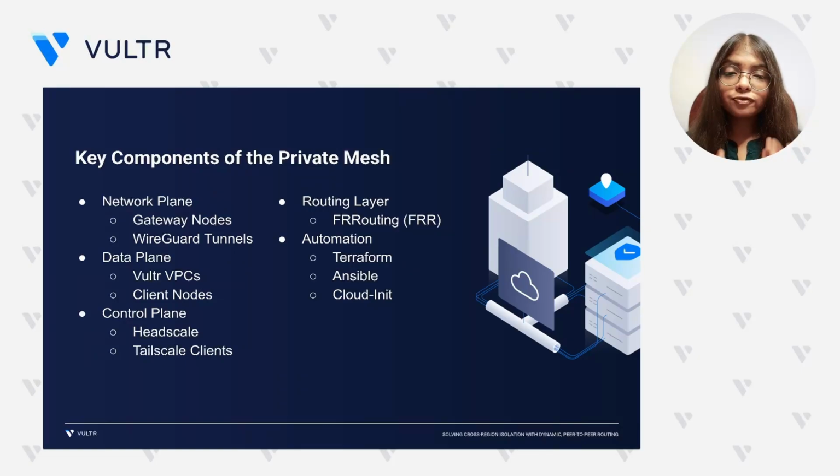Finally, for automation, we use Terraform to provision the entire setup, from VPCs and subnets to instances and startup scripts. Ansible then takes on post-provisioning tasks like automating the configuration of Headscale, gateway, client nodes, and routing rules. And then comes Cloud-Init, which installs and configures Tailscale, joins the gateway nodes to the Headscale coordination server, and sets up FRRouting for dynamic route propagation across the mesh.